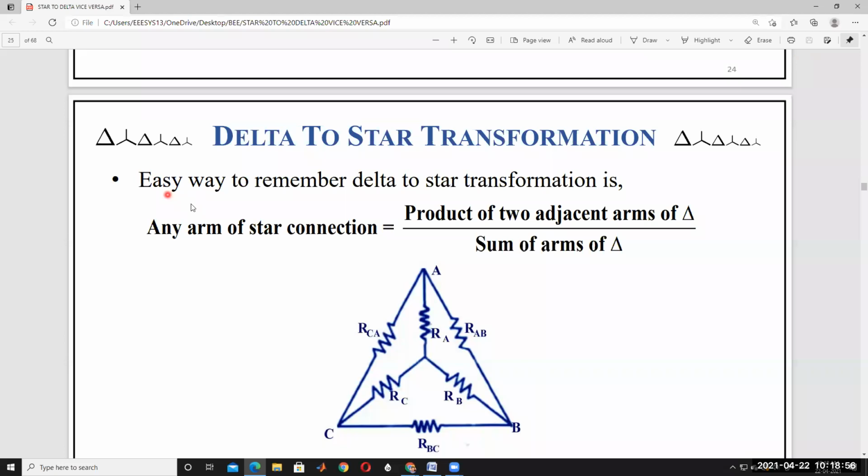How to remember: any arm of the star connection is equal to the product of two adjacent arms of the delta divided by the sum of the arms of the delta. This resistance is the product of two adjacent arms, these two, RCA and RAB, divided by RAB plus RBC plus RCA, the sum of the arms of the delta connection. That is delta to star transformation. Understood?